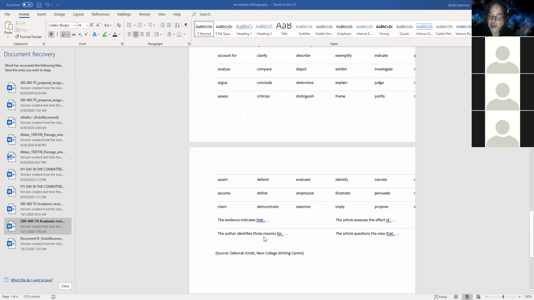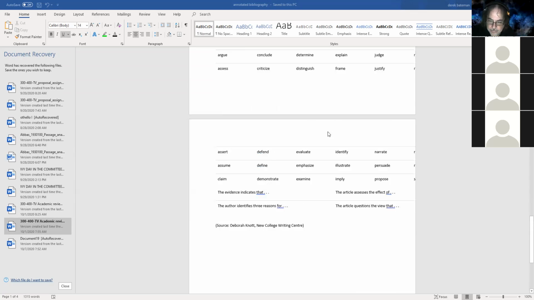Things like: the author identifies three reasons for, the evidence indicates that, the article assesses the effect of, the article questions the view that, okay? It illustrates this, it identifies this, it's evaluating this, it's determining this, okay? These are just good words to have at hand if you're looking to tighten up and get the writing better. You may be familiar with that, you may not need this list, it's just there for your consideration.